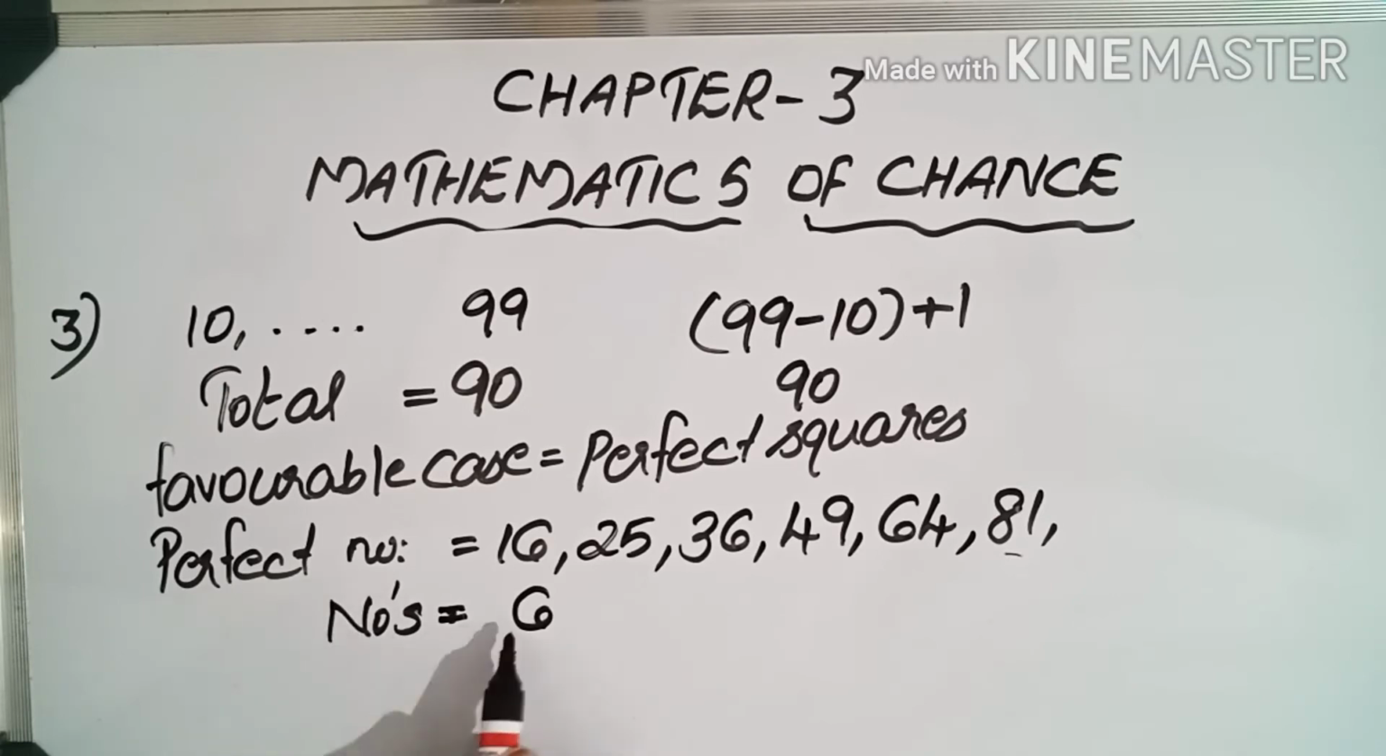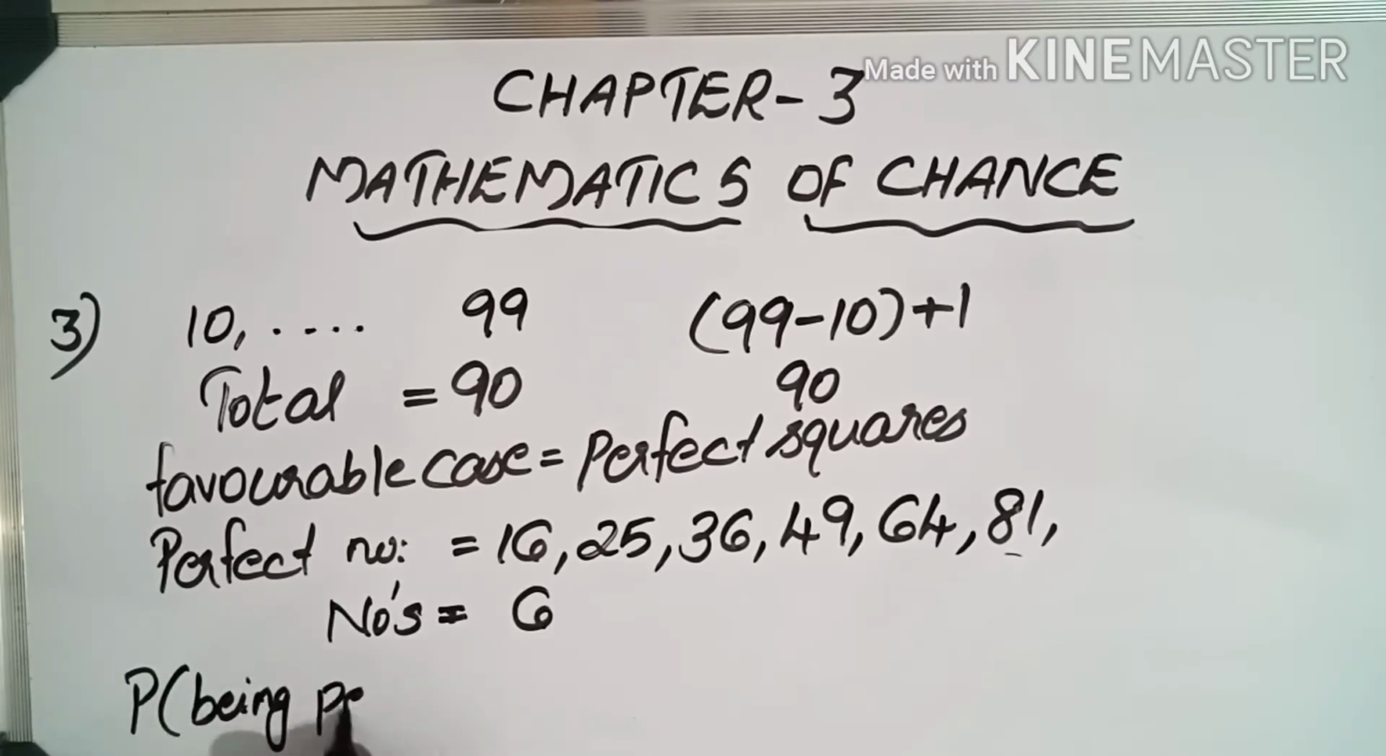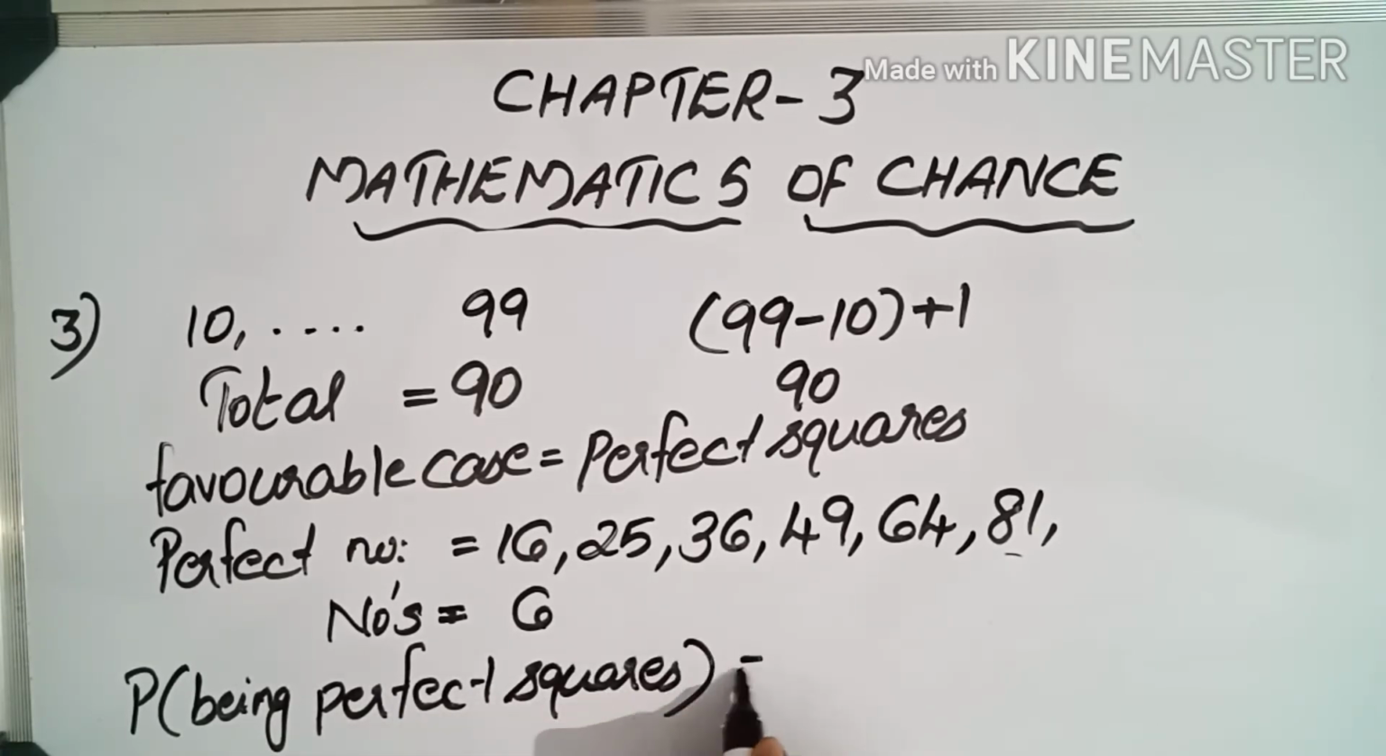There are 6 perfect squares between 10 and 99. So the probability of being a perfect square means favorable outcomes divided by total. Here the favorable number is 6 and the total is 90. So 6 by 90 is the probability.